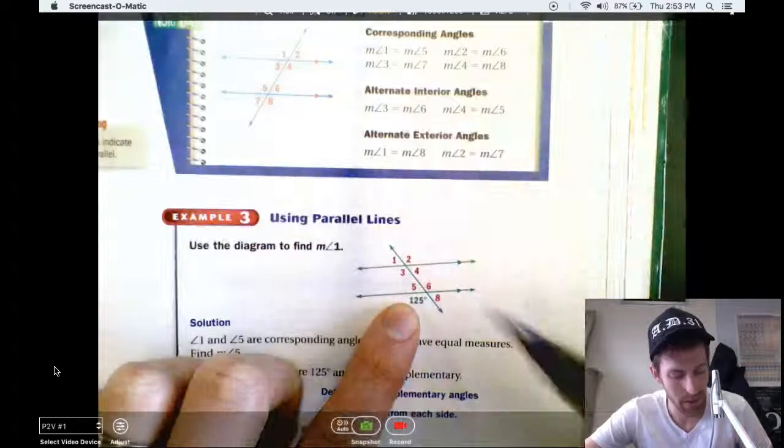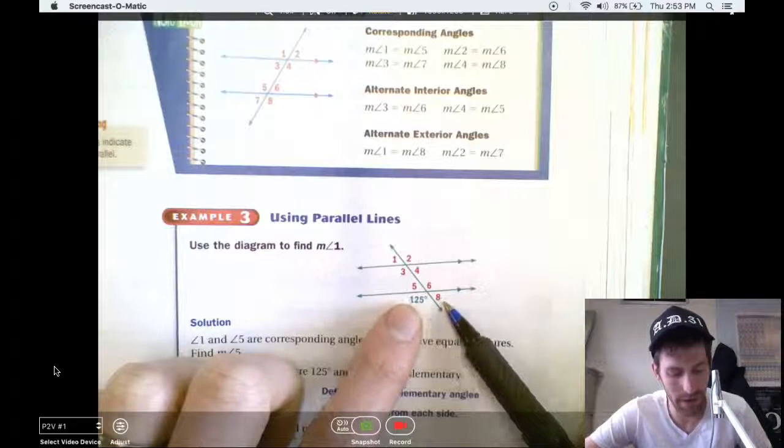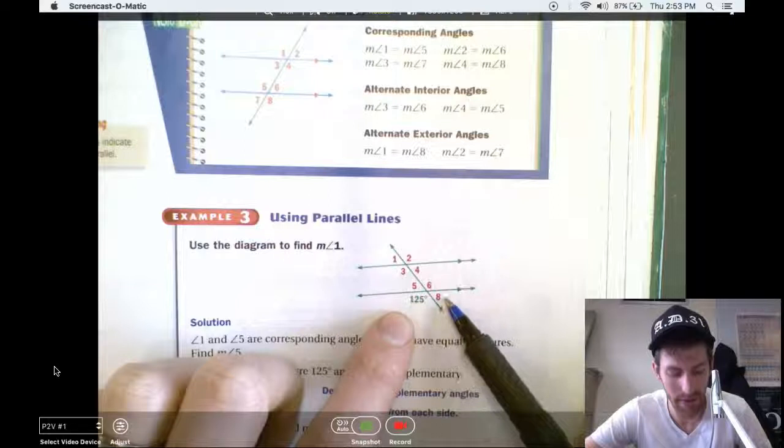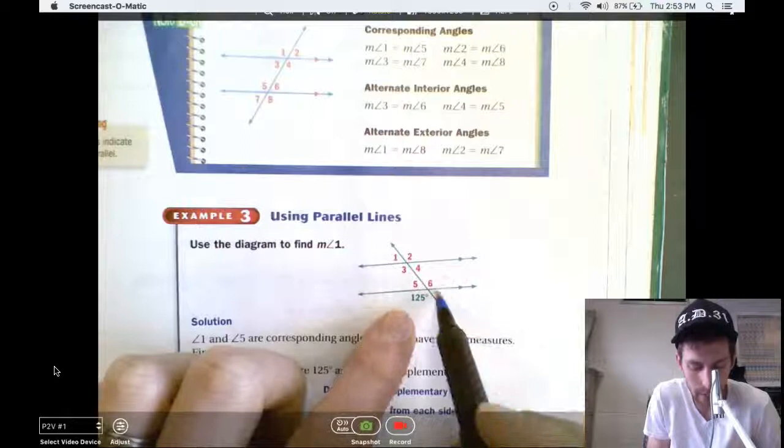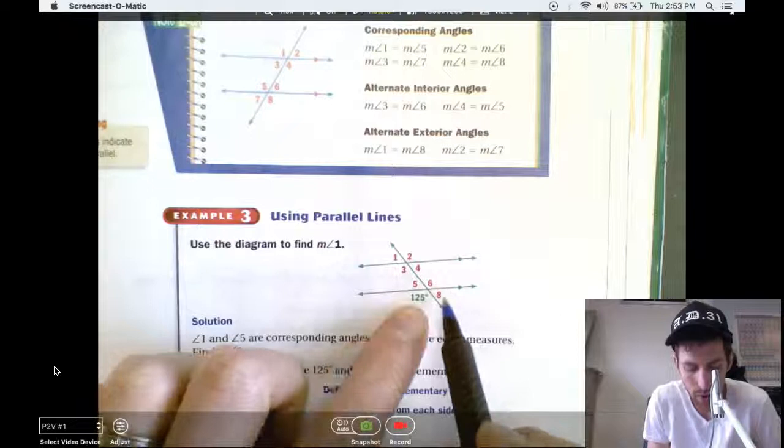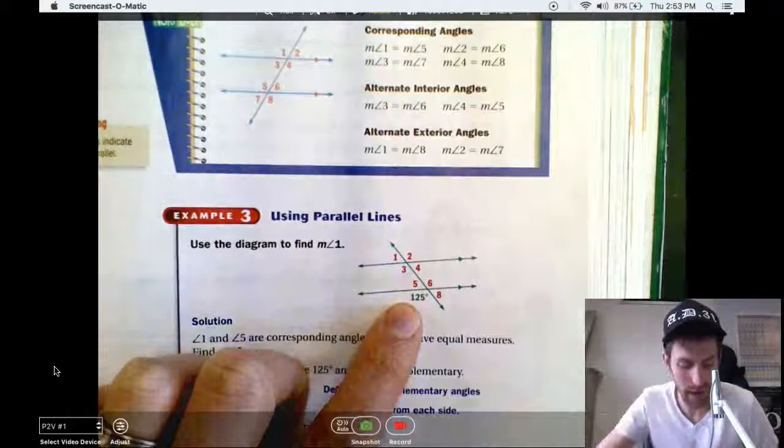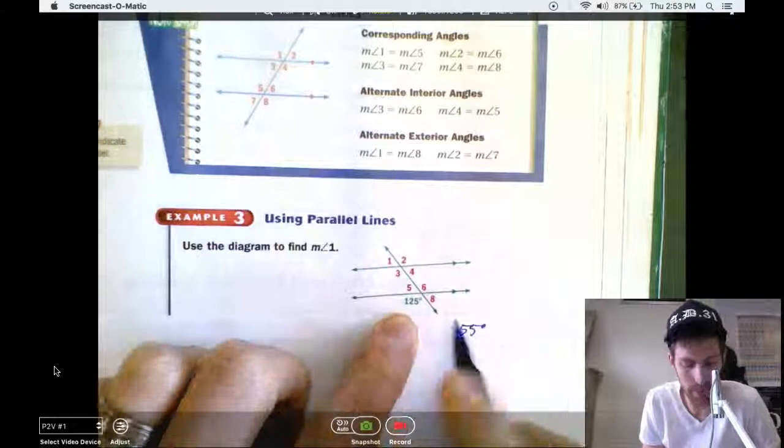125 and angle 8 make up a linear pair, right? That is supplementary with that. So these add up to 180, right? Because this is a straight angle. So 180 minus 125, that difference is 55. So we know that 8 is 55 degrees.